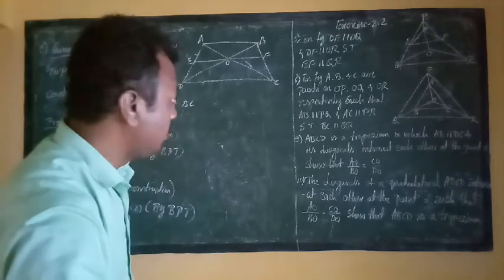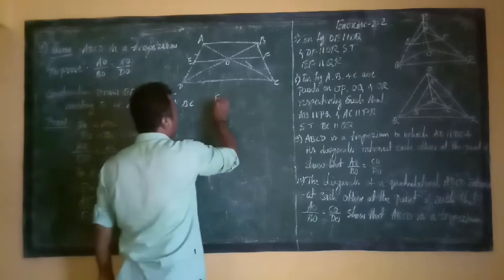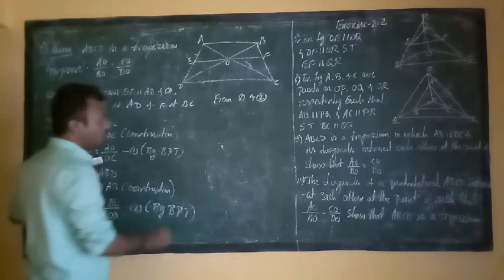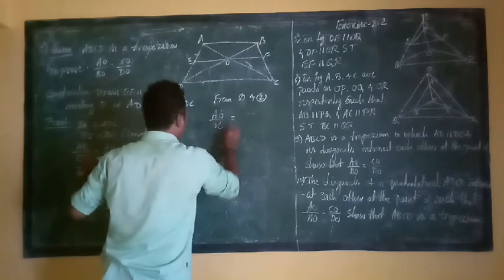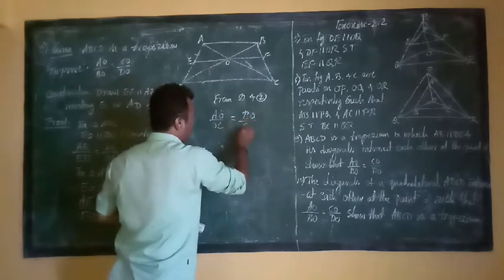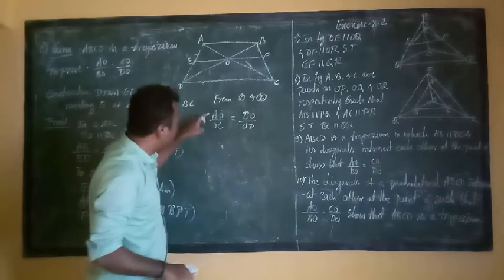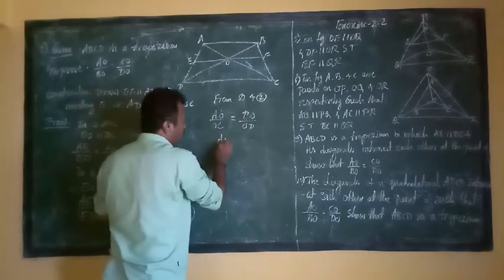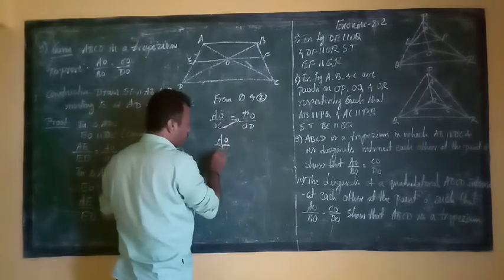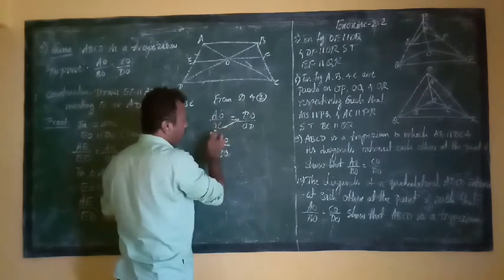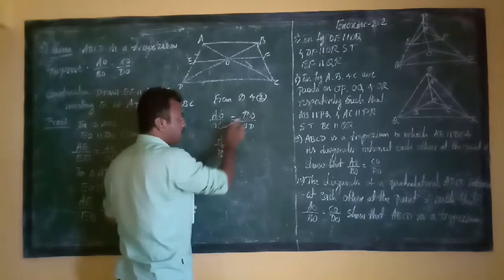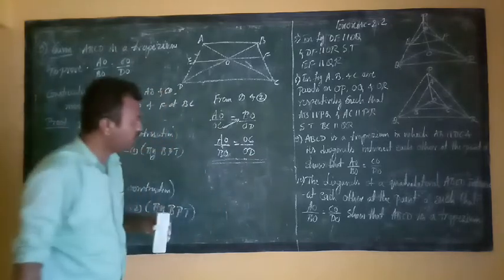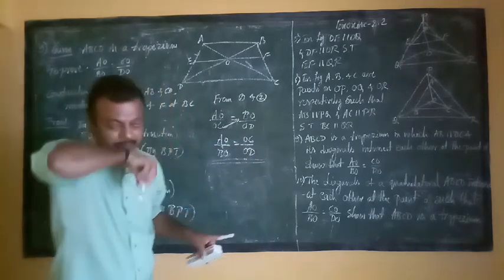Now from 1 and 2 we should consider it. Here AE by ED gets cancelled, remaining AO by OC is equal to BO by OD. But what we have to prove is AO by BO. Here AO by OC is there. BO we have to send to the LHS, and OC we have to send to the RHS. So AO by BO is equal to OC by OD. Hence the proof. OC and CO are the same, OD and DO are both the same. So like this you have to prove it.